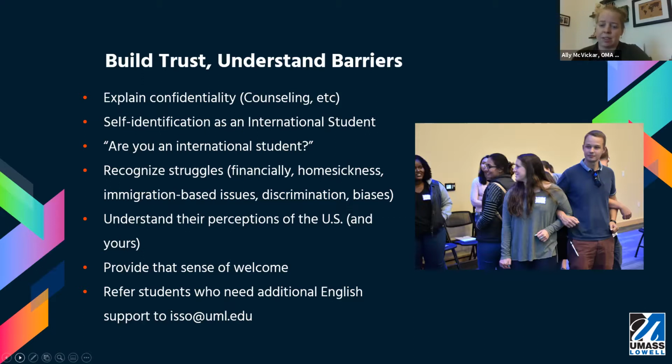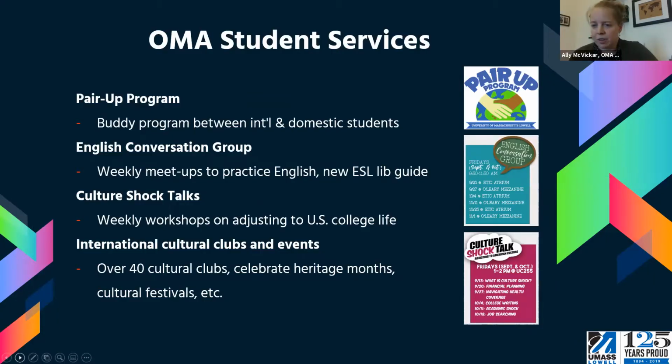If students are having any issues with English support, you can either email ISSO or email me. We do have Friday English conversation groups through OMA. And so I'm happy to share that information with you. So in terms of what we offer in OMA for our international students, if you're finding they want to get more involved on campus, these are great places to go. One of our most popular programs is the Pair Up program. So we have a buddy program that matches international students and domestic students, if you haven't heard about it before, based on common majors, common interests. And so if you have any students that want to get involved in that, we also accept domestic students too. So happy to have any more information sent to you on that. It's also on our website.